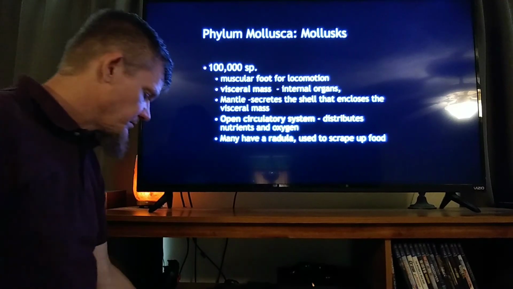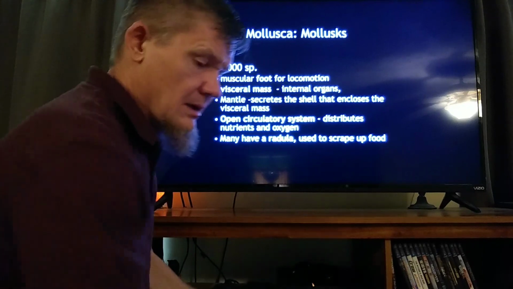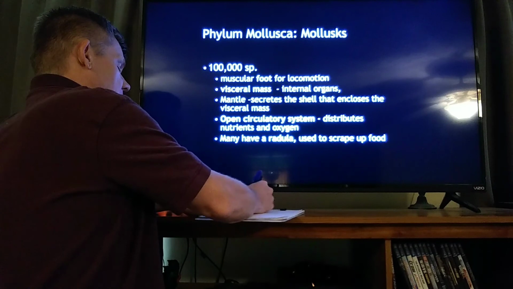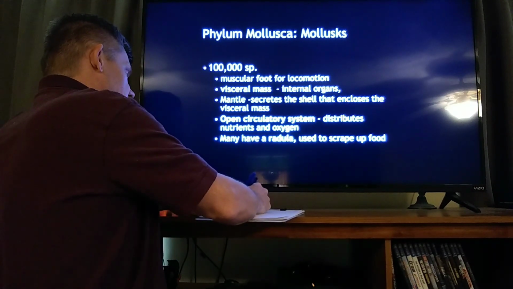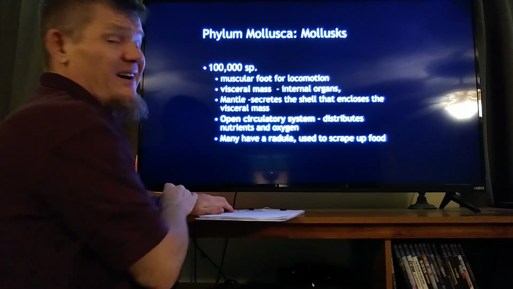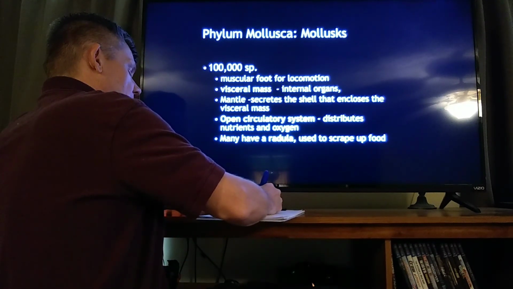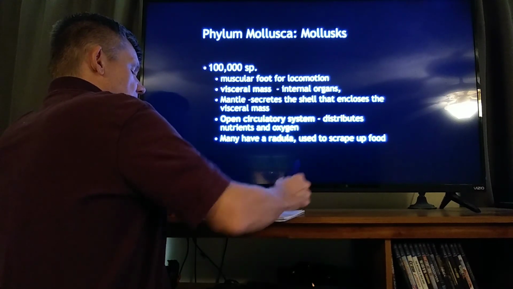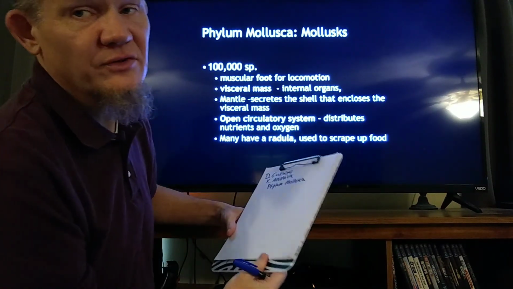Our next group is Phylum Mollusca. Mollusks, again, what domain are we in? Domain Eukarya. What kingdom are we in? Kingdom Animalia. Our next phylum is Phylum Mollusca. Phylum Mollusca, the mollusks. 100,000 species of mollusks.